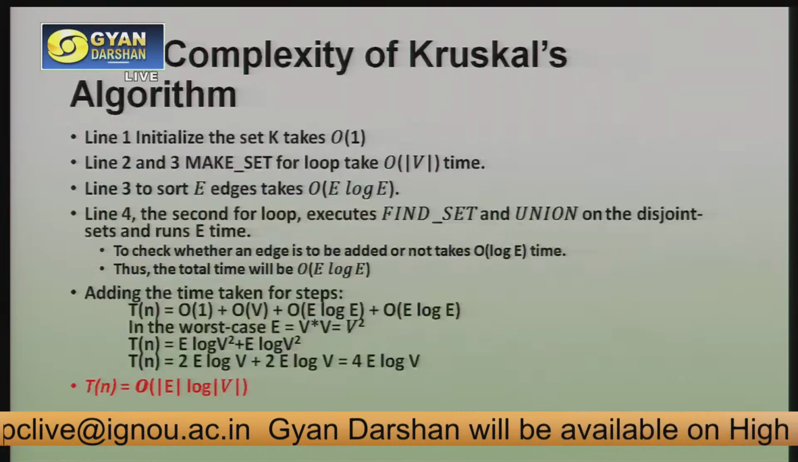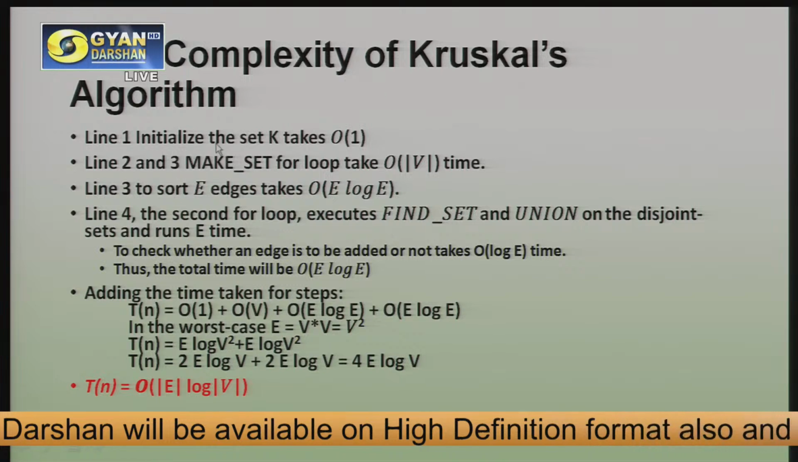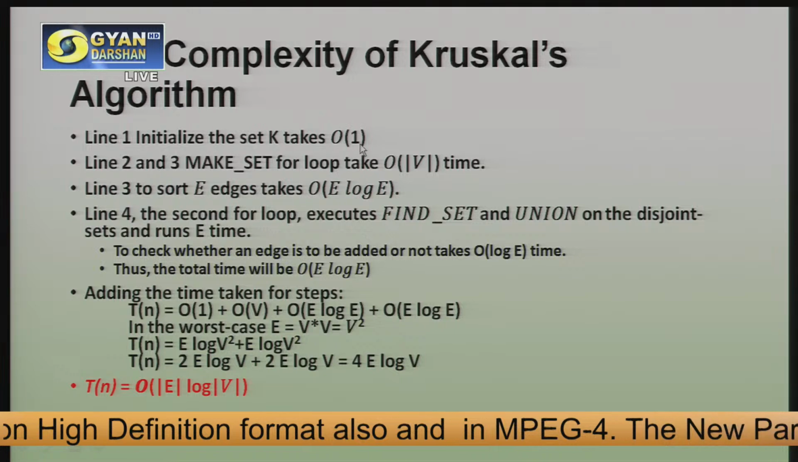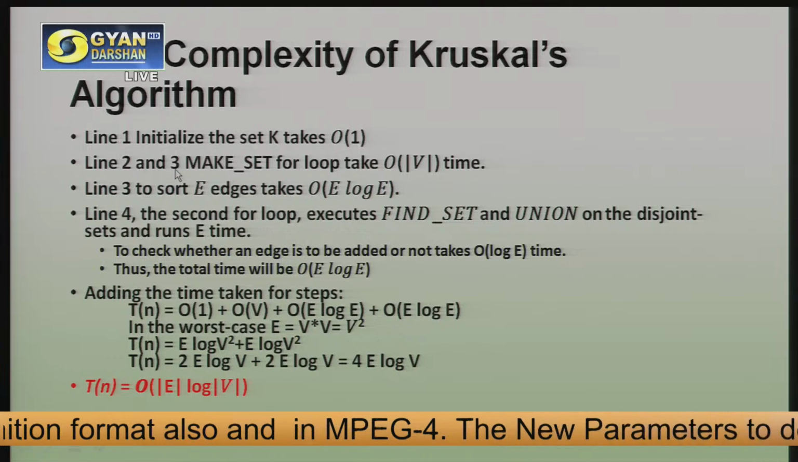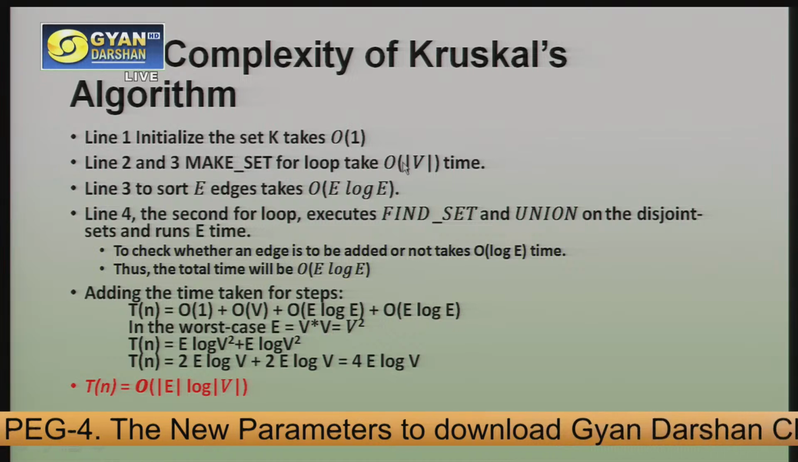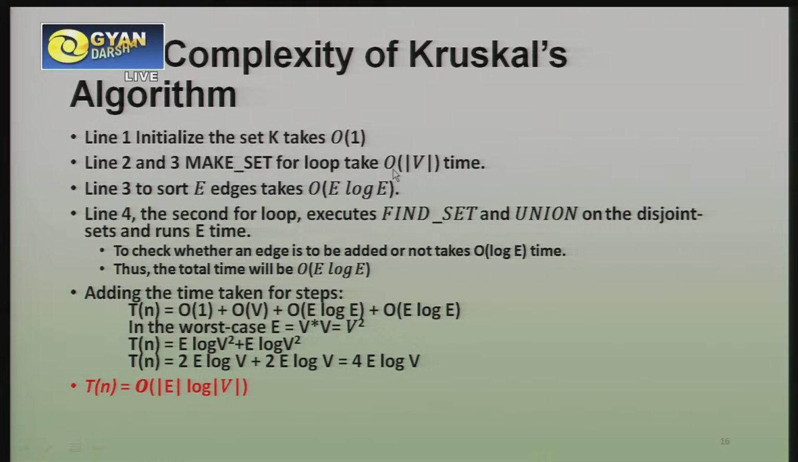Now, what is the cost or time complexity of Kruskal's algorithm? The initialization of set K took just order 1 time. Lines 2 and 3 for making set, right? It can be executed as many times as many vertices are there. So it is order V times.